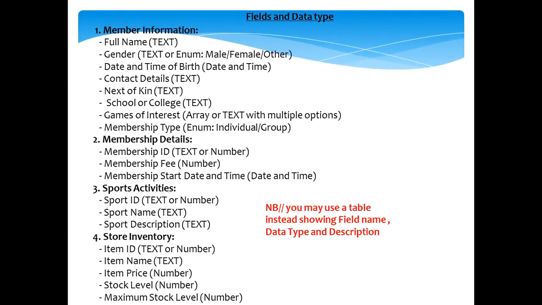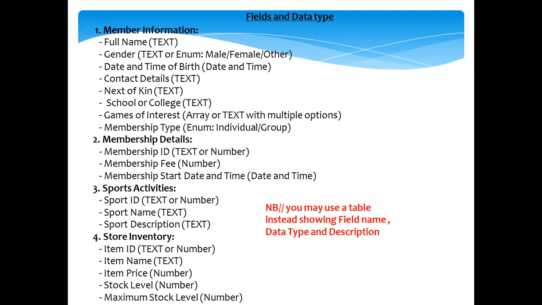Then we look at the fields and data type. You may use a table instead of showing field name. Instead of showing field name, data type, and the description separately, you can use a table whereby you will have the field name in one column, data type in the second column, and description. Remember, description is optional.